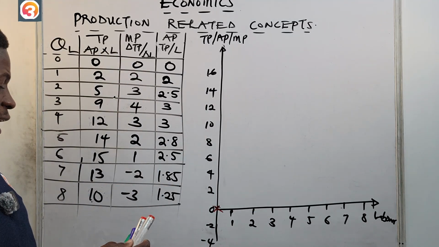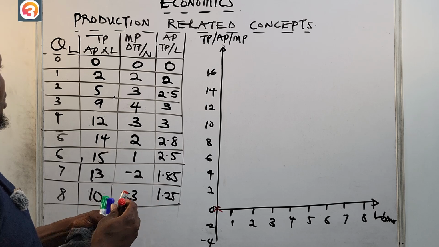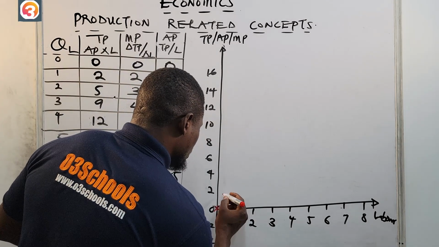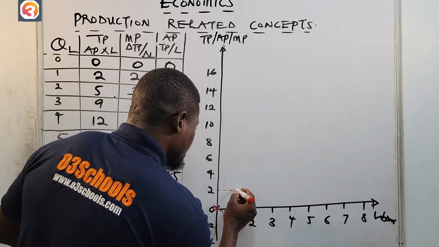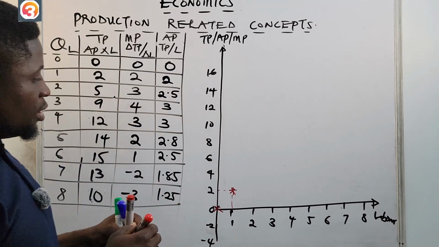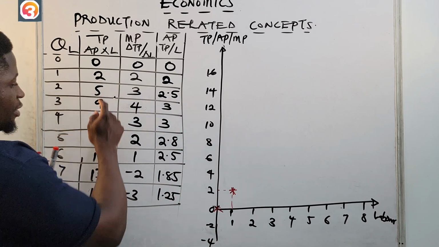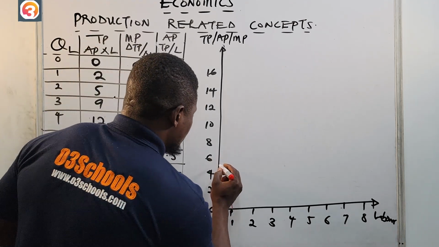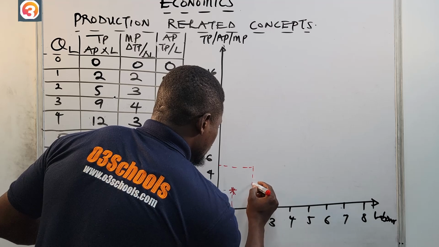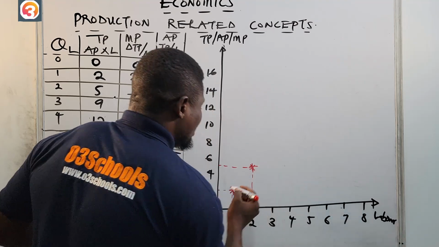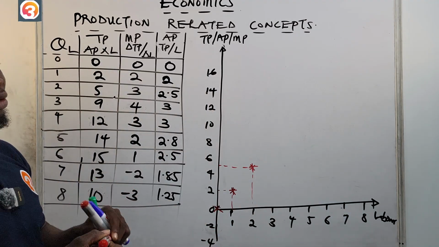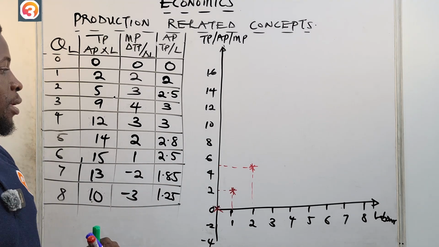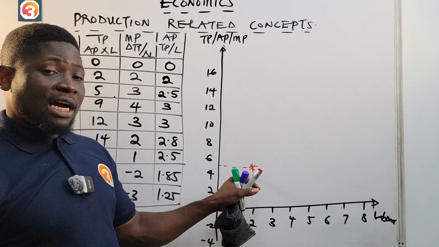All right, so now let us go. When labor was 1, TP was 2. If we trace, this is where it ends. Now when labor was 2, TP was 5. Where's 5? 5 is between 4 and 6, so somewhere here. When it was 2, you trace it down. You can draw this graph on your own so that you can understand it. If you don't draw it with your own hands, it's really for WAEC students. You need to understand how to draw it by yourself.